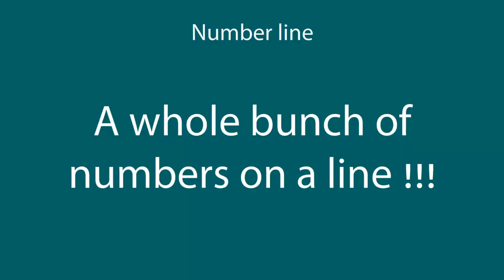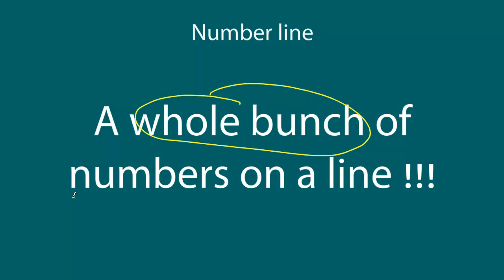What is a number line? Let's find out. So a number line is simply a whole bunch of numbers on a line. Isn't that an awesome definition? What do we mean by a whole bunch of numbers on a line, right?